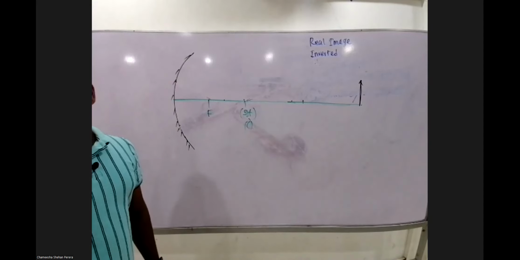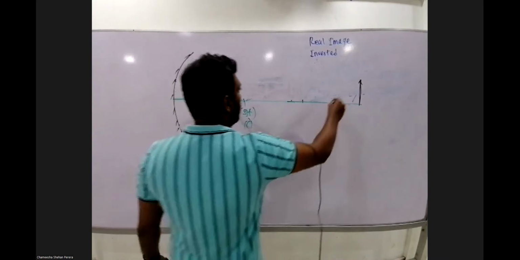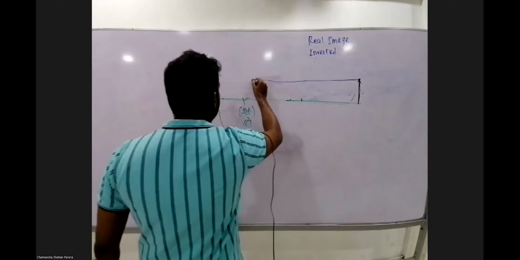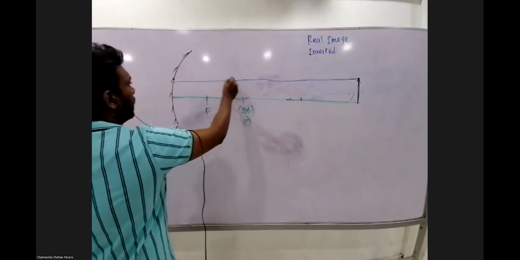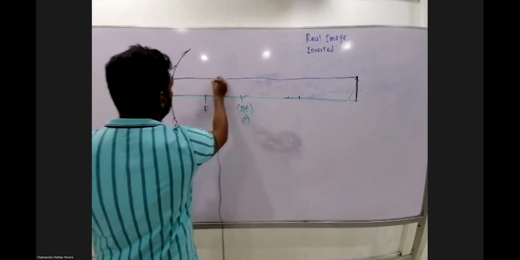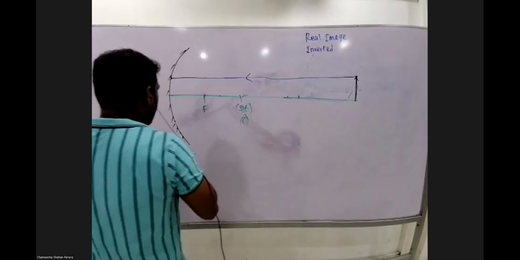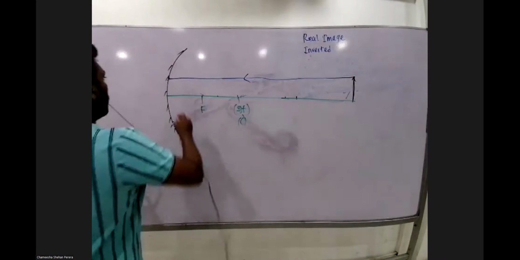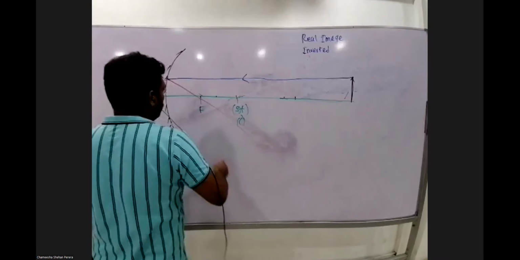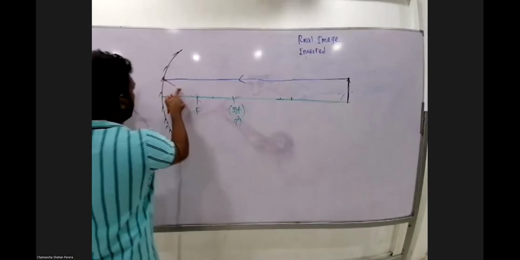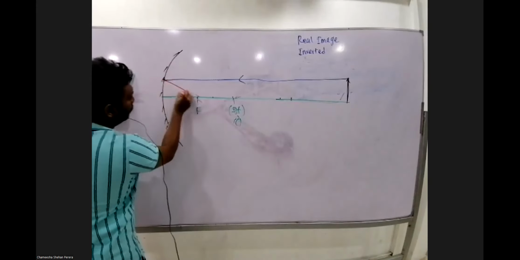Yes, sir. Right. So then there will be this light ray reaching the concave mirror surface parallel to this principal axis. And it has to be parallel. And this light ray is reflecting through the focal point.